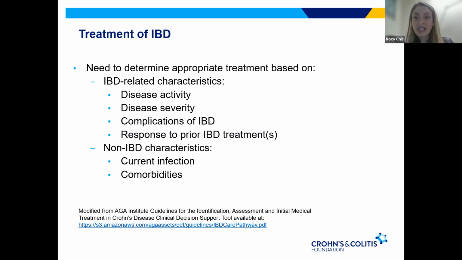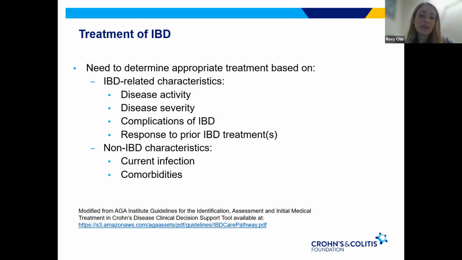Disease severity, and so disease severity will basically be how much of the gut is involved, and then how actively inflamed is it, whether or not there are complications of IBD. So this mostly pertains to Crohn's disease, so abscesses, fistulas, possibly strictures. And then if they've been on a prior treatment, that will influence what we pick as the next step.